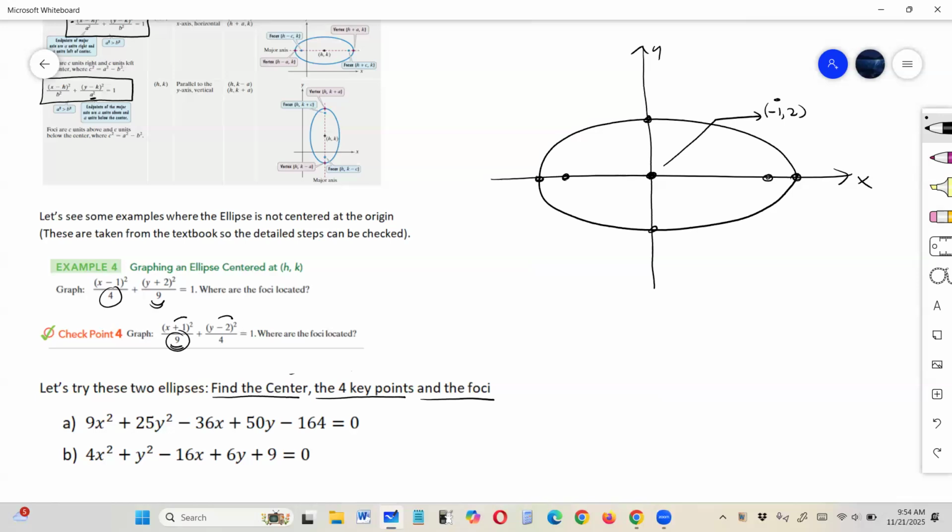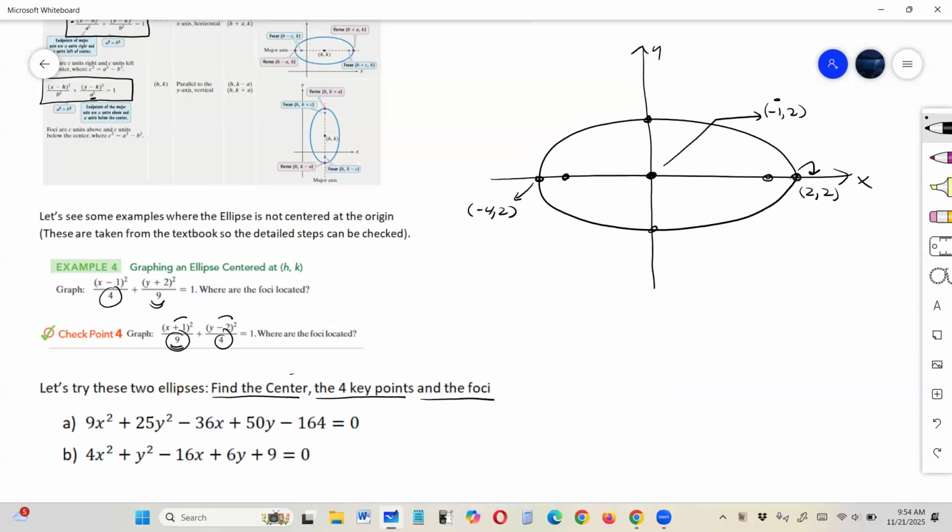So 3 units to the right of -1 is -1 plus 3. So it's (2, 2). And 3 units to the left of -1 is -1 minus 3, which is -4, comma 2.